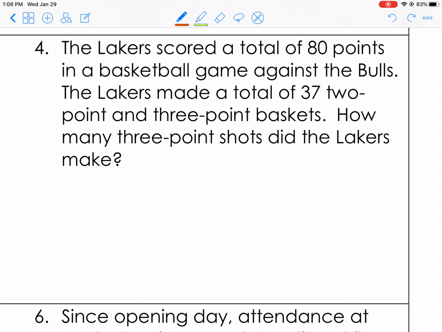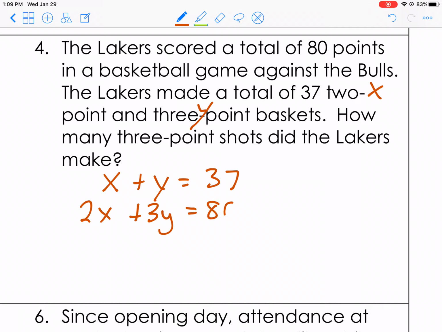The Lakers scored a total of 80 points in a basketball game against the Bulls. The Lakers made a total of 37 2-point and 3-point baskets. Okay, so let's call the 2-point baskets X and the 3-point baskets Y. If I add up just the number of baskets, that would be 37, but then we also want to take into account the points. So that would be 2X plus 3Y equals 80. And they want to know how many 3-point shots did the Lakers make?